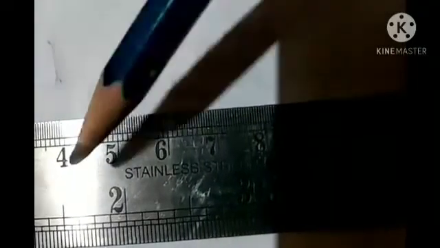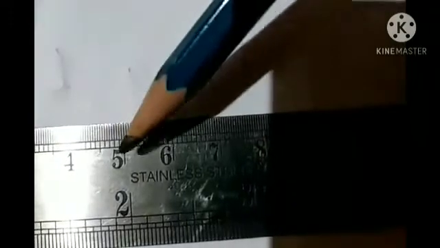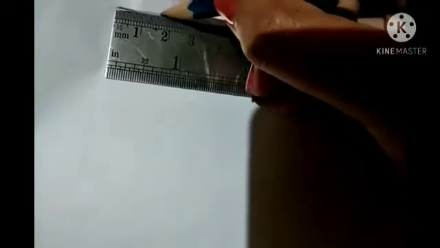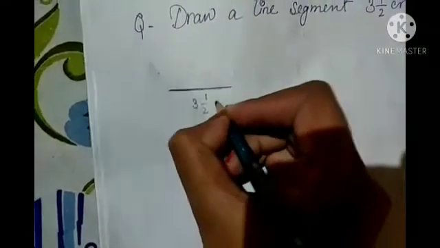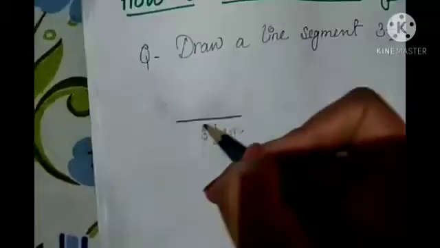Why? Because this one is the midpoint of the two numbers 5 and 6, and 5.5 means 5 plus again half. So half will be what? The midpoint of 5 and 6, right? So let's draw it. Now you can see this one is that point, no? So up to this much we have to draw. So this is the line 3.5. This much. You can also write 3.5 centimeter. You can give some name also, but no need, you can just draw it this way.